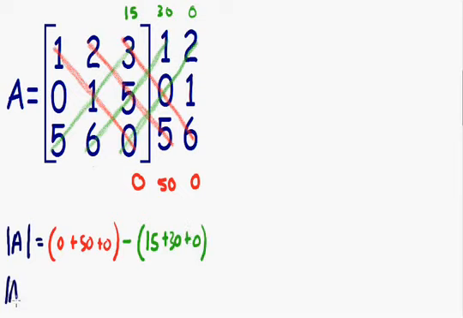So the determinant of matrix A is equal to 0 plus 50 plus 0, which is just 50, minus 15 plus 30, which is 45. 50 minus 45 is just equal to 5. So the determinant of matrix A is equal to 5.